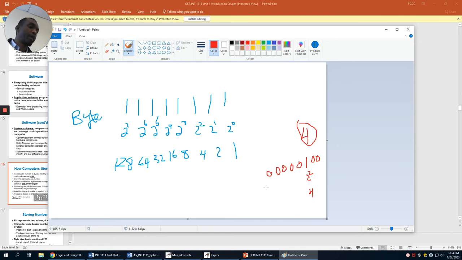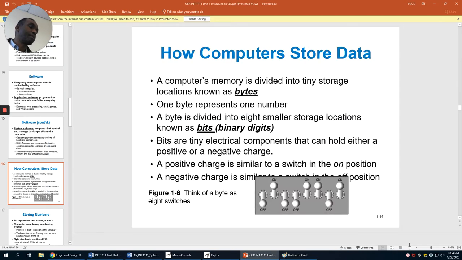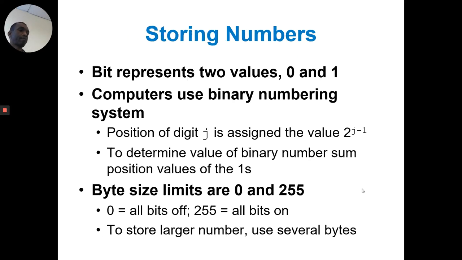Any questions on binary numbers? Okay, so that's what this is basically talking about here. Storing numbers: bits represent two values, 0 and 1. A computer uses the binary numbering system. The position of a digit J is assigned the value of 2 to the J minus 1, which is what we were talking about earlier. To determine the values of binary numbers, sum the position values of the ones. Remember, the 128, the 64, the 32, you add all those. Byte size limits are 0 all the way to 255.